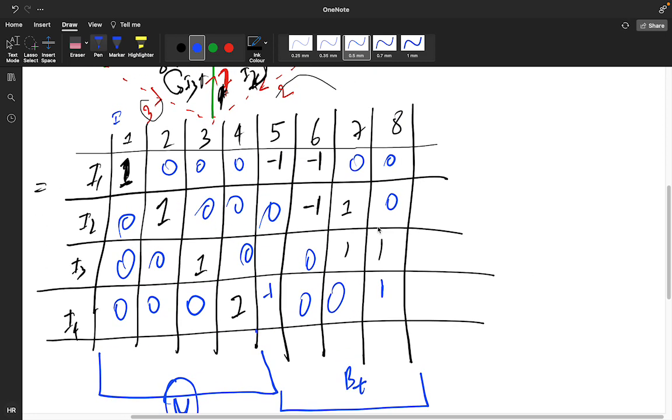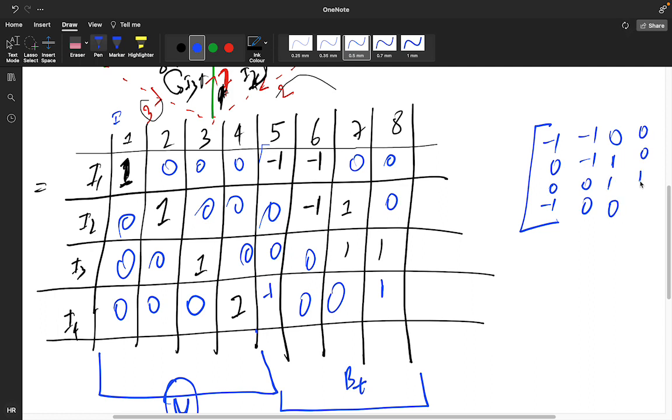So if anyone asks you what the BT matrix is, this particular matrix from 5, 6, 7, 8 is your BT matrix. So the BT matrix is this one only: -1, 0, 0, -1, -1, -1, 0, 0, 0, 1, 1, 0, 0, 0, 1, 1. This is your BT matrix.